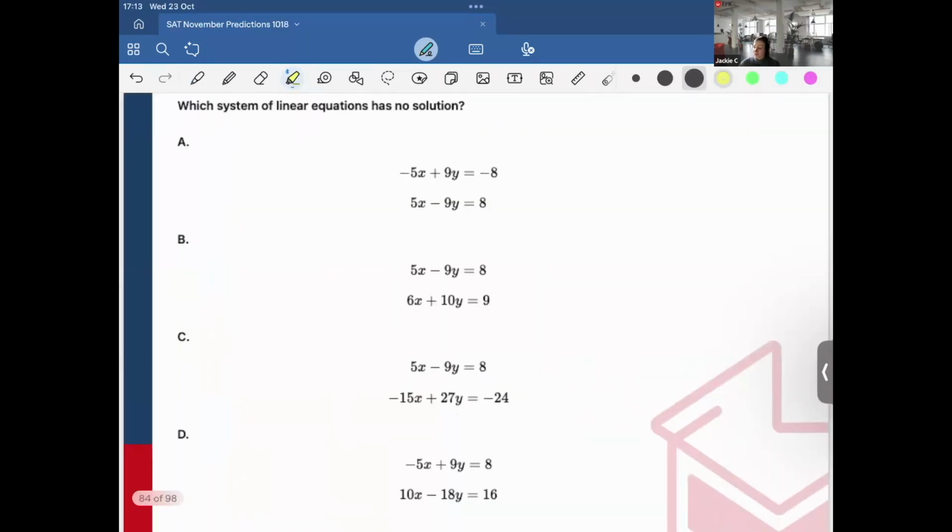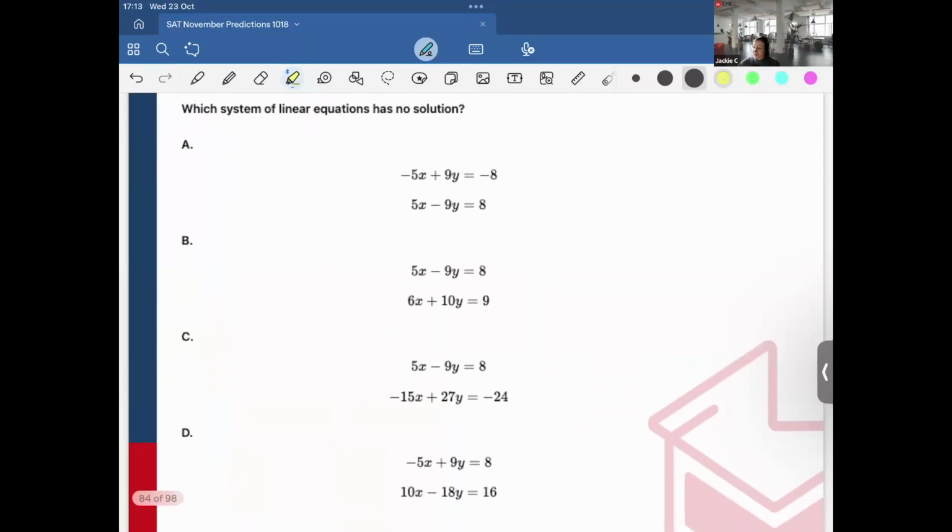Okay, so these ones also appear on almost every single SAT exam. Which system of linear equations has no solution? So remember, no solution means that the lines are parallel lines, which means that they have the same slope. Important, the y-intercept needs to be different. And that's going to be a trap, the answers that do not have a different y-intercept. So that's an important component.